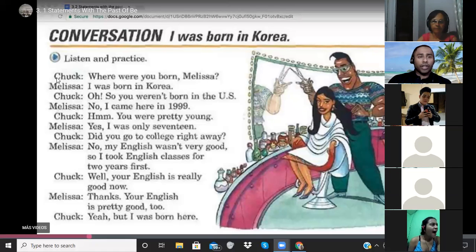Chuck Rodrigo is first. Where were you born, Melissa? I was born in Korea. Oh, so you weren't born in the US? No, I came here in 1999. You were pretty young. Yes, I was only 17. Did you go to college right away? No, my English wasn't very good, so I took English class for 2 years first. Well, your English is really good now. Thanks. Your English is very good too. Yeah, but I was born here.